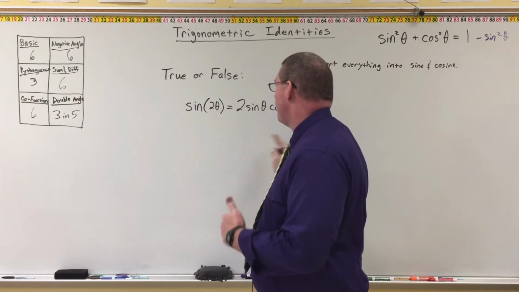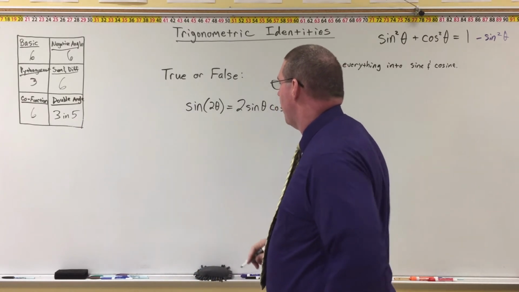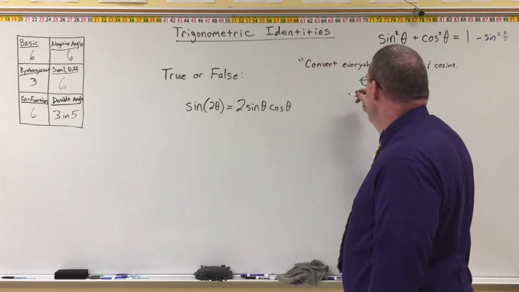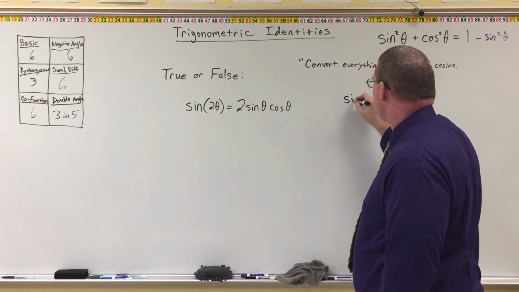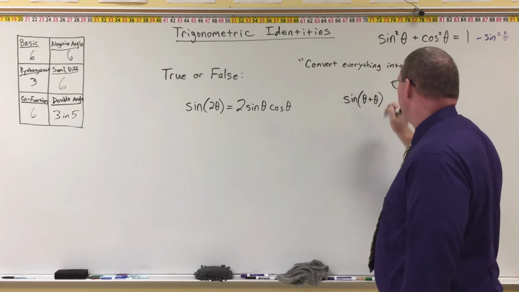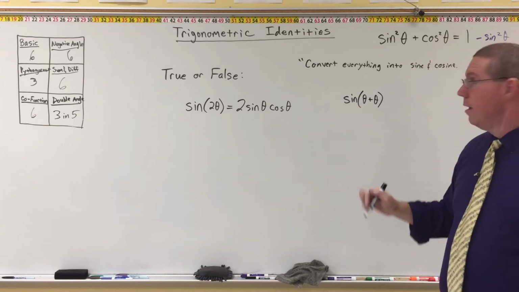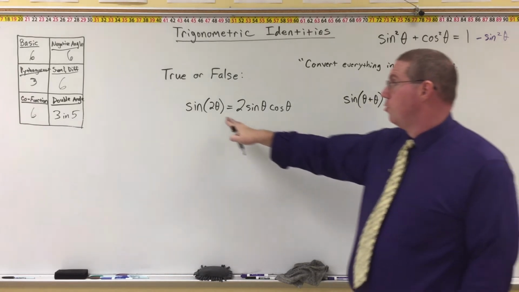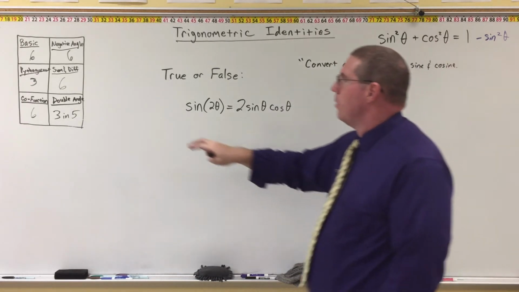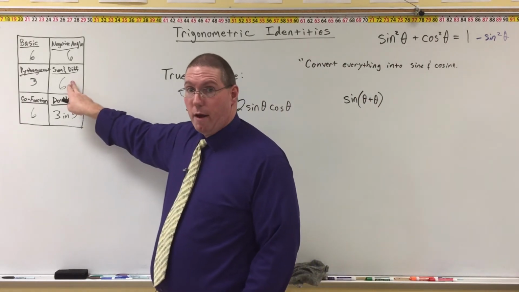And we can manipulate both sides, but I want to start with the left side here. Here's what I want to show you. Do you see this sine of 2 theta? A really neat way of dealing with sine of 2 theta is by turning it into sine of theta plus theta, because theta plus theta is equal to 2 theta. But now that I've turned it into theta plus theta, I can now use one of my sum formulas, right?